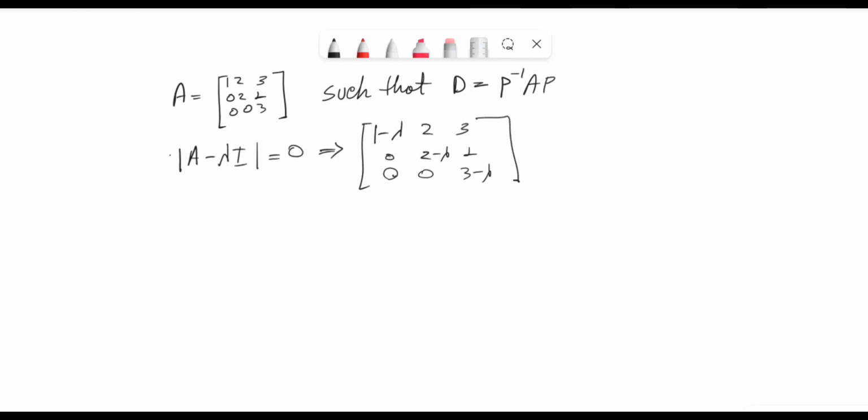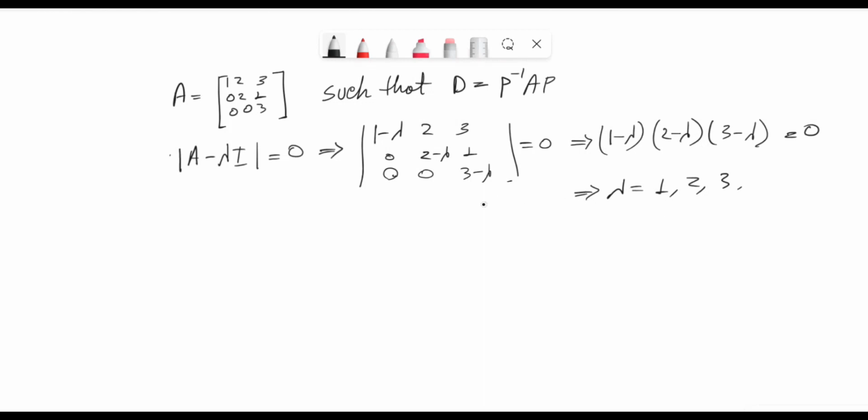So we have this characteristic equation equal to 0, which gives us (1 minus lambda) into (2 minus lambda) into (3 minus lambda), and the remaining part, when we evaluate it, will be 0. So from this equation, we have lambda equal to 1, 2 and 3. These are the eigenvalues.